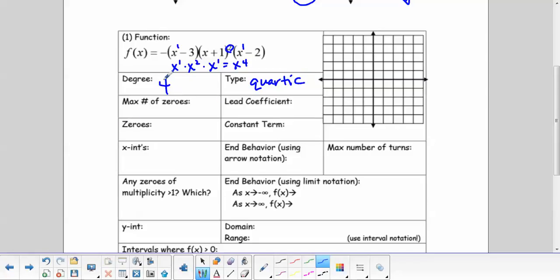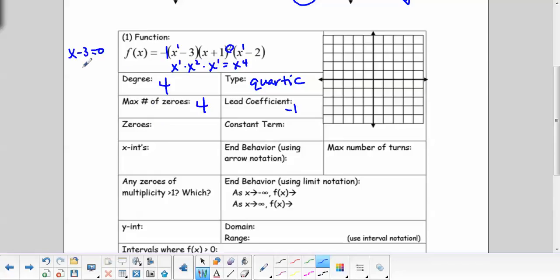So the maximum number of zeros is equal to the degree. The lead coefficient would be the number in front of your term with the biggest degree. This is 1x, this is 1x, this is 1x, and out here you have a -1. So 1 times 1 times 1 times -1 gives you a lead coefficient of -1. You can find the zeros from the factors, so you set the factors equal to 0.